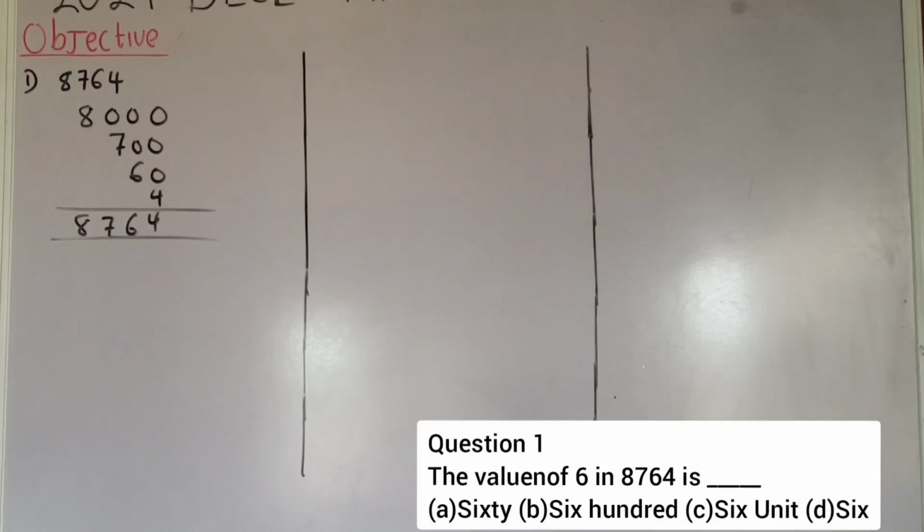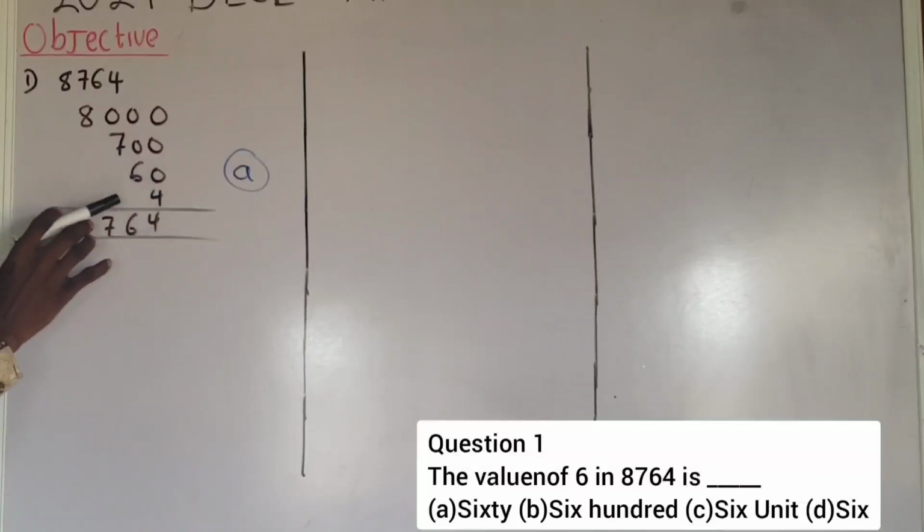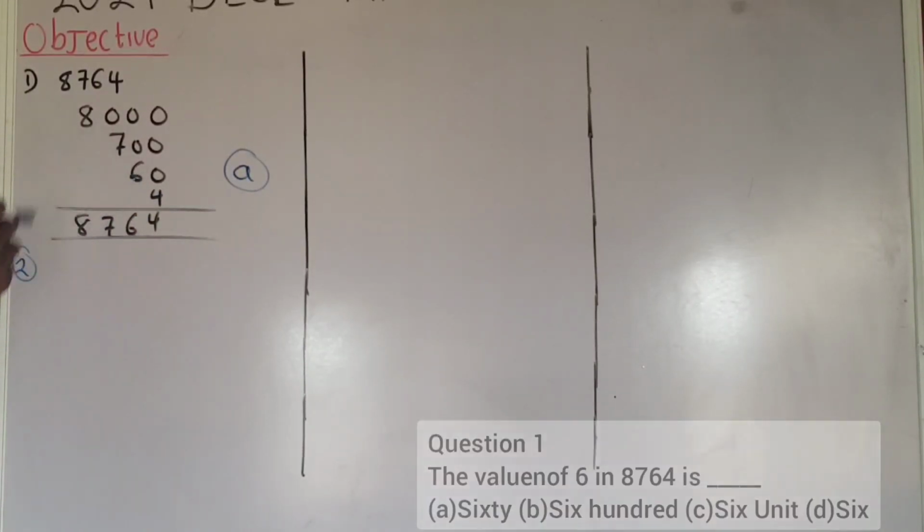What is the right answer? The right option is 60. You understand? That is option A. Option A is correct for the first question. Okay, let's proceed to question number 2. I'm very sure you understood how I got 60. This is 8,000, 700, 60, and 4. This 4 means 4 units. You understand? So this is 60.